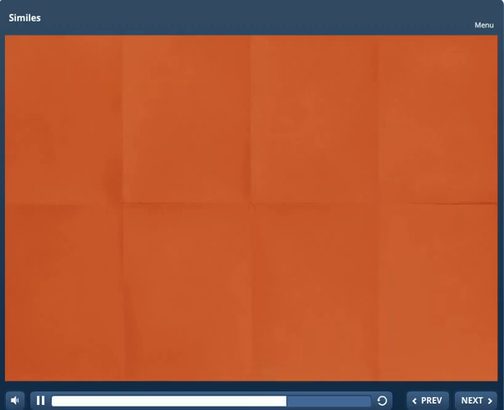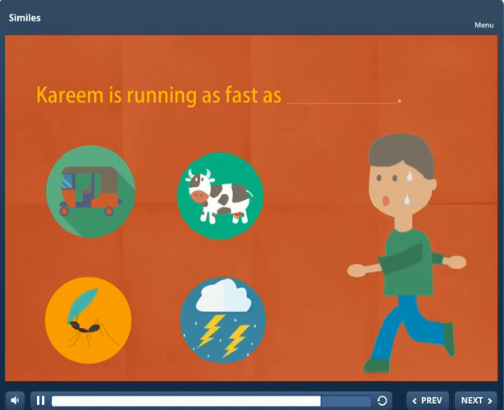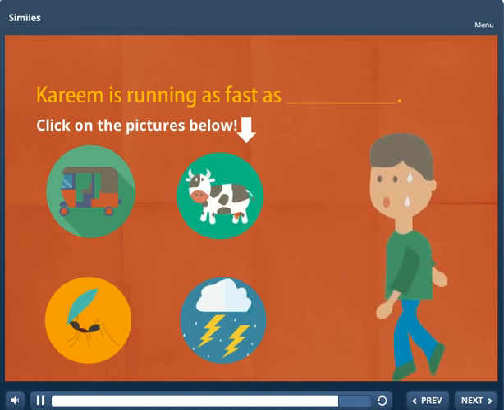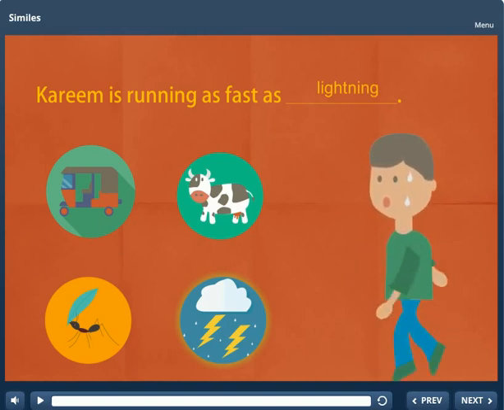Let's describe this picture using a simile. We can see that Kareem is running fast. Let's think of a word or phrase that we can use to complete the above simile. From the images below, which one do you think is something that is really fast and quick? Lightning is very fast. This word can correctly complete our simile. Kareem is running as fast as lightning.